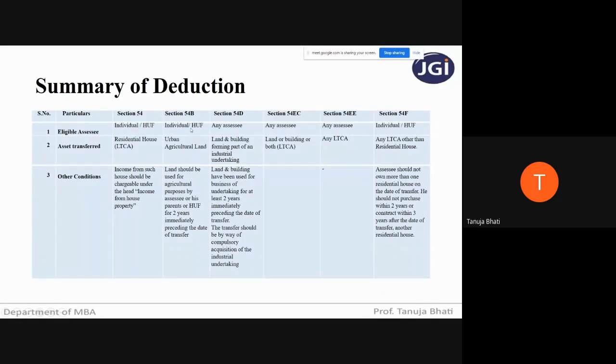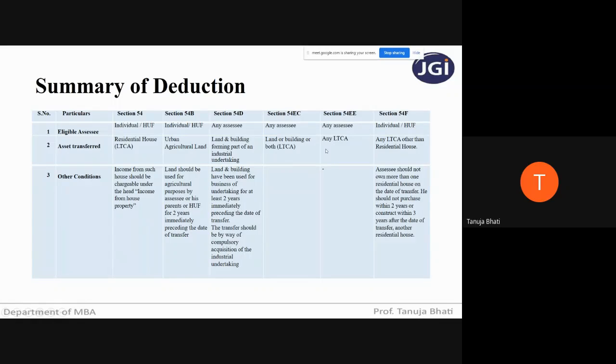Section 54B, it is agricultural land, you are investing in an agricultural land. Section 54D is a building which is forming part of an industrial undertaking, and you are investing the capital gains in the purchase of a land or building that is forming part of an industrial undertaking. 54EC, where you're transferring a land or building or both and you're investing in National Highway Authority bonds or Rural Electrification Corporation bonds, where you're investing your gains in bonds which are redeemable up to a period of 5 years.